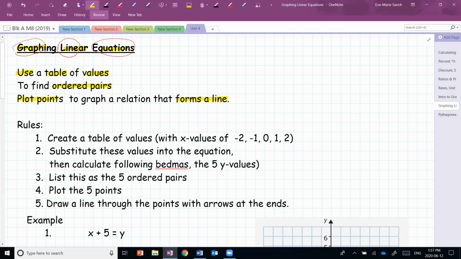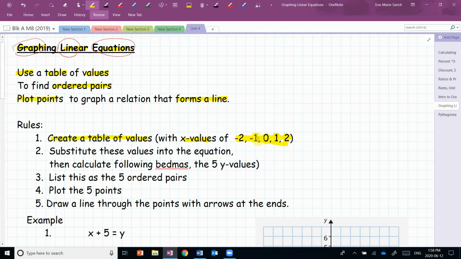Okay? So here we start off with the rules or the steps. The first thing is to create a table of values, and we're going to always use the same x values. We're going to start at -2, and we're going to go to -1, 0, +1, and then +2. So those 5 numbers we're going to use always in our table of values. So everybody's points will look the same on that line.